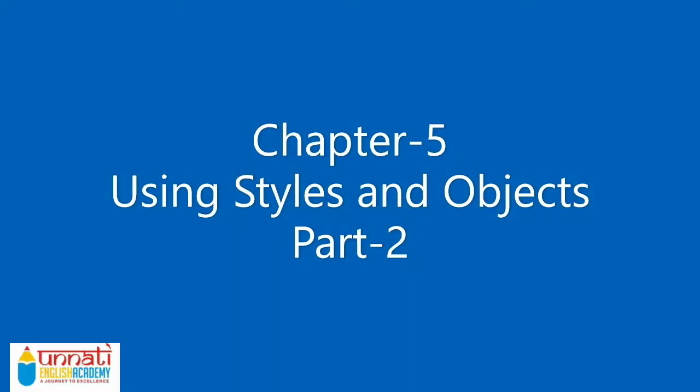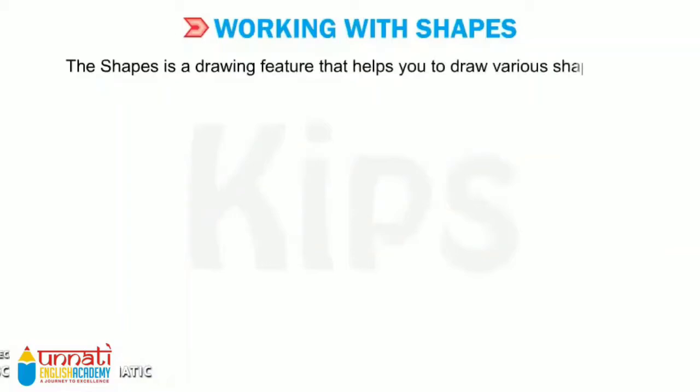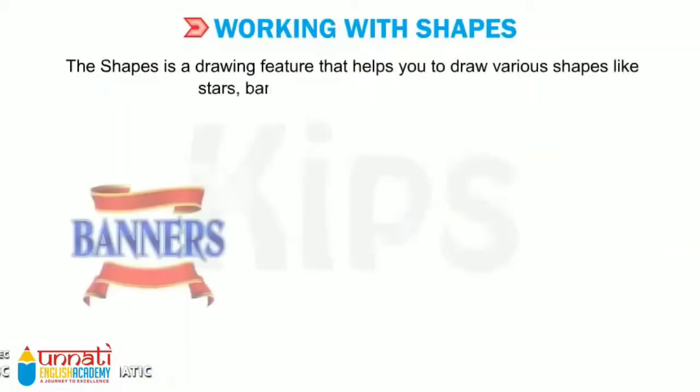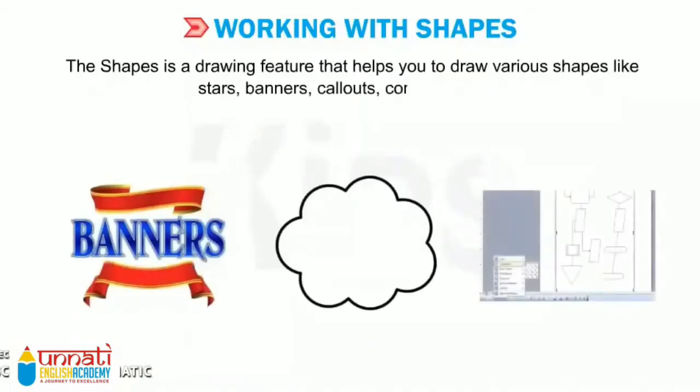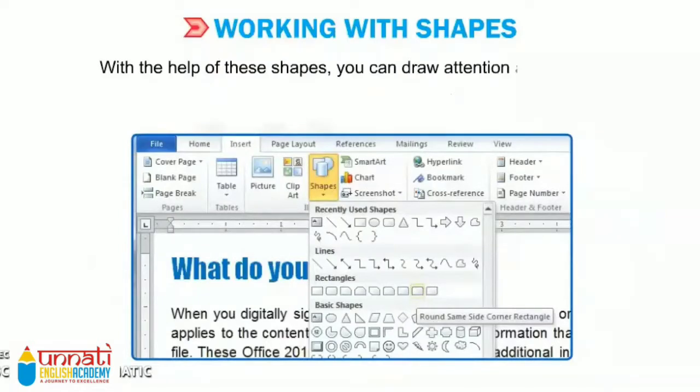Hello kids, let's move on to part 2 of chapter 5, using styles and objects. In this part we will learn about shapes. Shapes is a drawing feature that helps you to draw various shapes like stars, banners, callouts, connectors, etc. With the help of these shapes, you can draw attention and provide impact to your message.